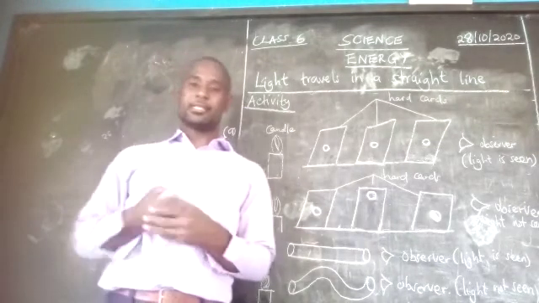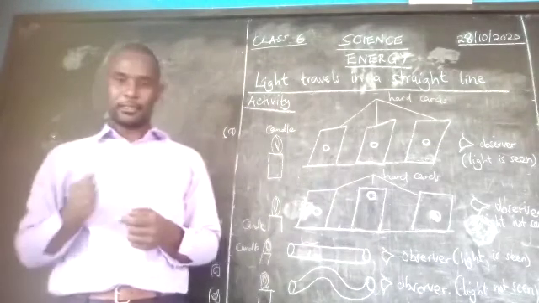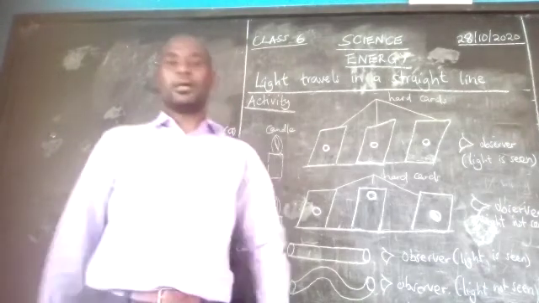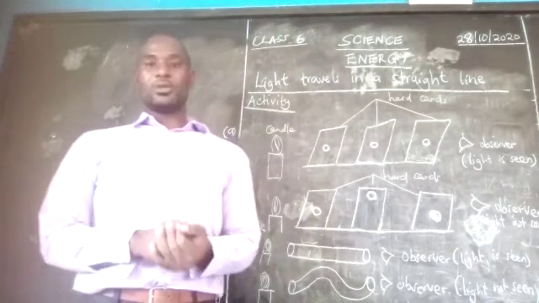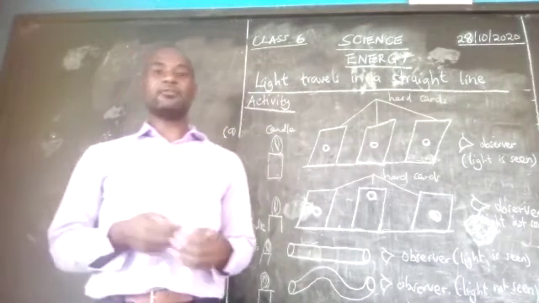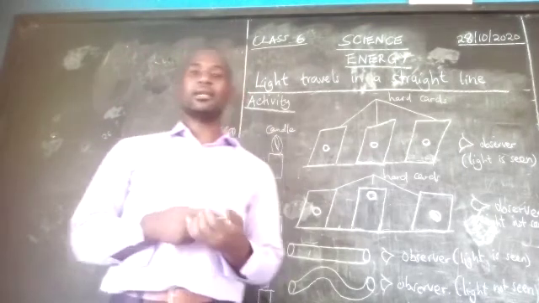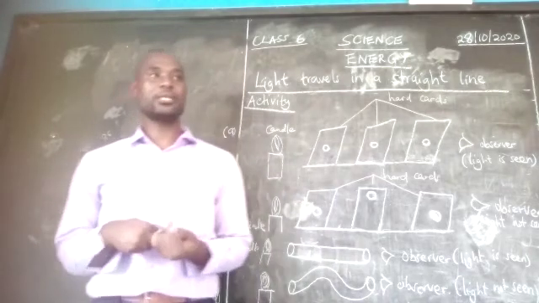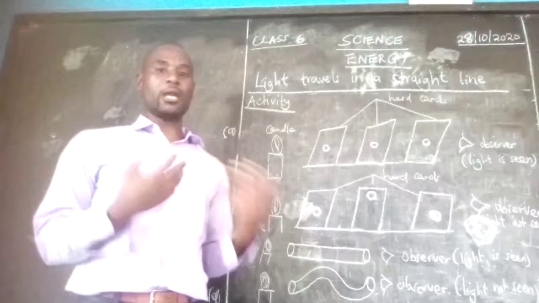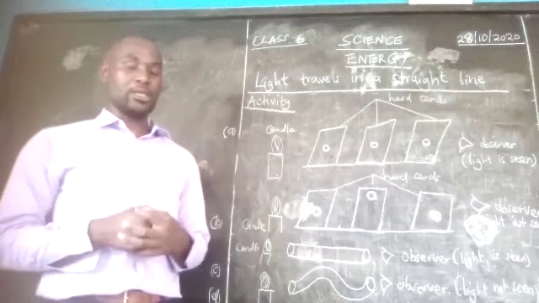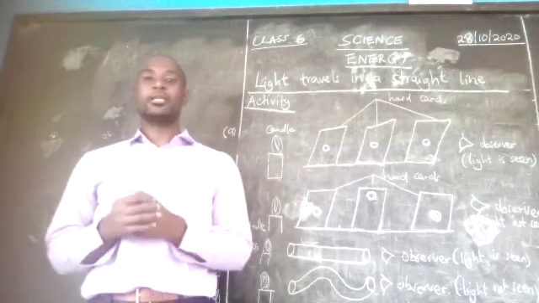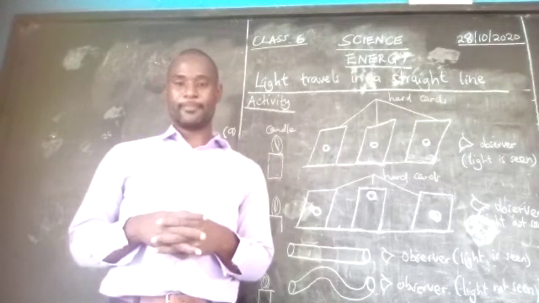Now we are still discussing energy. We are discussing light energy. Remember, in our previous lesson we discussed how light travels, and we said that light travels in two ways. Number one, light travels in all directions, and number two, light travels in a straight line. We discussed how light travels in all directions. Today, I want us to discuss how light travels in a straight line.